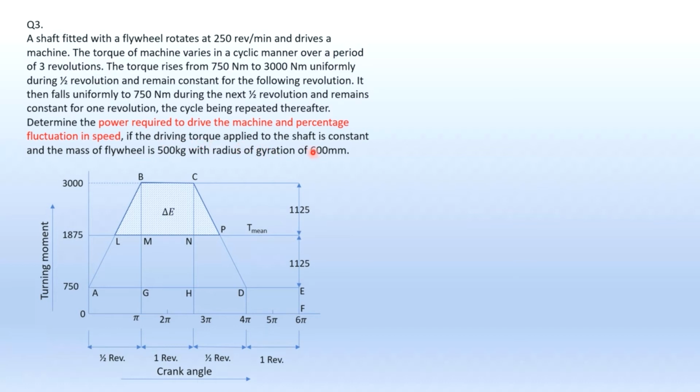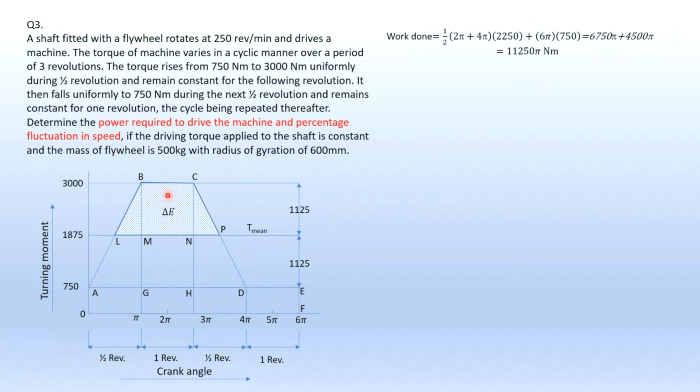The driving torque applied to the shaft is constant, and the mass of the flywheel is 500 kg, with a radius of gyration of 0.6 meter. Based on this, the first thing we will find is the total energy developed by the engine, that is, the work done or energy developed by the engine. That is equivalent to the area of this whole trapezium, from A, B, C and D, plus the area of this rectangle here.